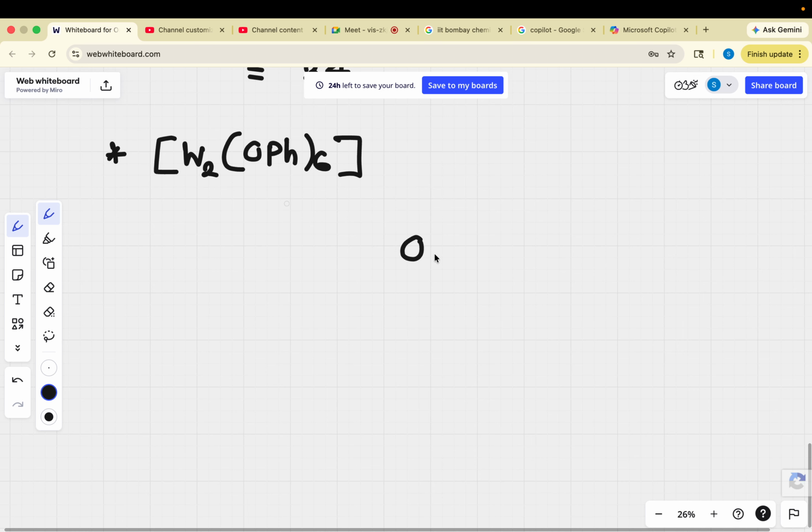So OPH, oxygen has how many valence electrons? 6, sir. 6 valence electrons, right? So you have OPH. That means 1 electron is already involved in bonding. So you have 2, 4, 5 electrons left. Yes, sir, right?